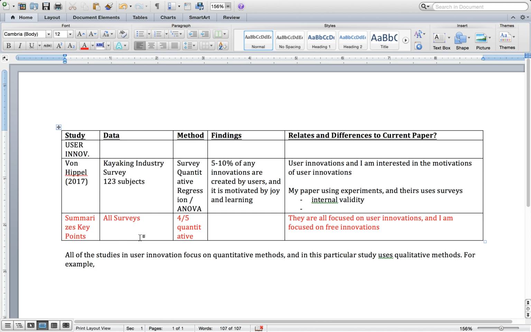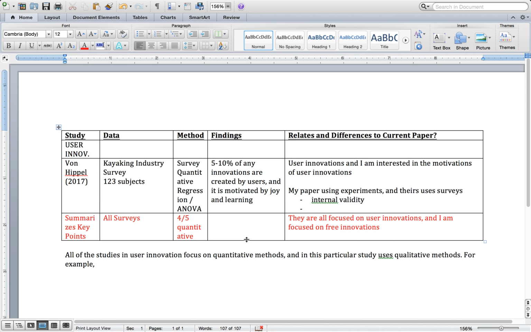Say, for example, everybody else is doing surveys. 4 out of 5 of them are quantitative. And maybe they're all focused on user innovation. Maybe I want to be focused on free innovation. So you can carve out how to actually write that up. What you can then do is start your study, your paper, your book, whatever you're doing, by highlighting this is what everybody else is doing and this is what I am doing, right? So I'm doing something different. Maybe qualitative methods, for example. And then you can write, everybody else is doing all this kind of stuff and I'm doing this. And that gets you started.